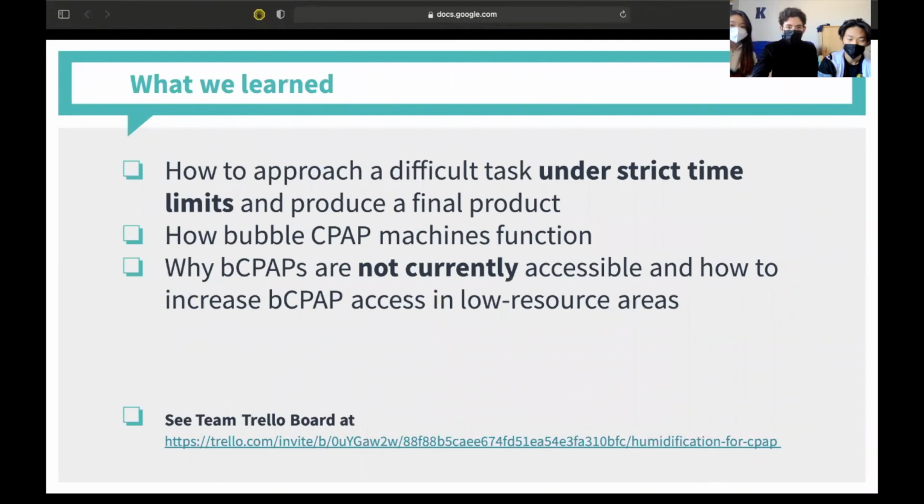For what we learned, this project was very helpful for teaching us how to complete a difficult task under the time limits of a hackathon like this. It also taught us how bubble CPAP machines function and how to assemble one, and why these CPAPs are not currently accessible, and hopefully increase their access in low resource areas where they're needed most.